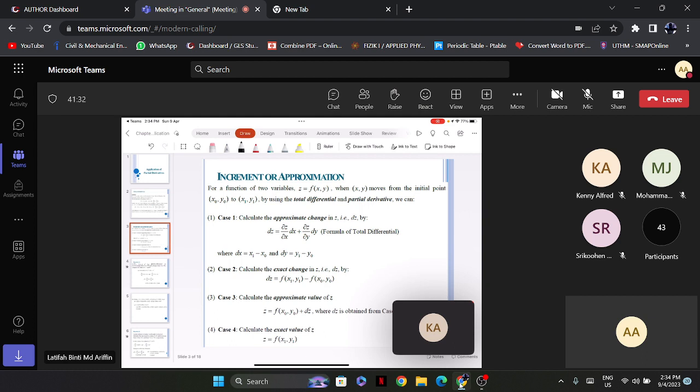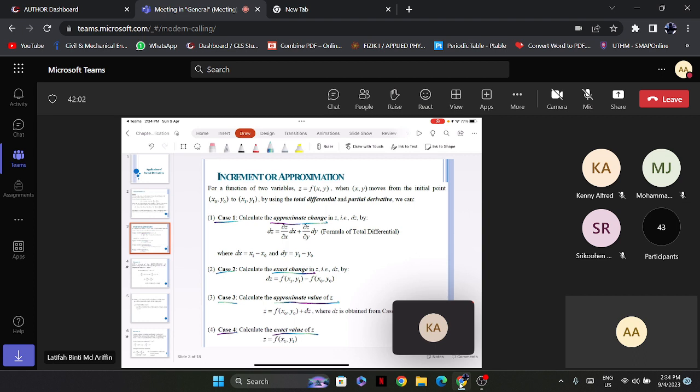Kalau tadi kita nak calculate approximate change, so make sure kamu kena acknowledge perbezaan ni. Case 1 adalah approximate change in z, case 2 adalah merupakan exact change in z. Kemudian case number 3 will be approximate value of z, and case number 4 will be exact value of z. So ni adalah 4 case yang berbeza.